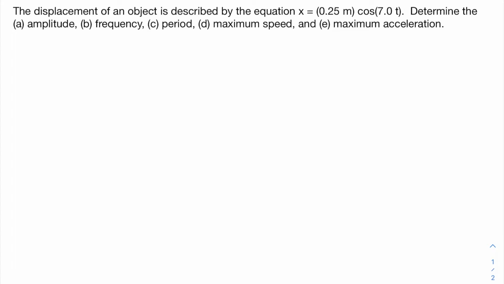Here we have a problem where we're told that the displacement of an object is described by the following equation, where x is equal to 0.25 meters multiplied by the cosine of 7.0 times time. You're asked to determine the amplitude, the frequency, the period, the maximum speed, and the maximum acceleration of the object.